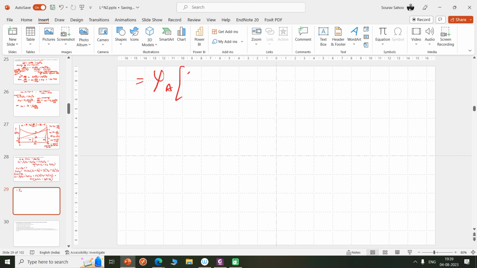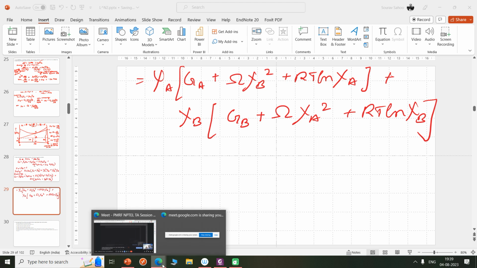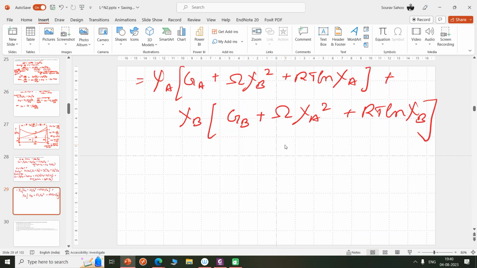What I have inside is Ga plus omega phi B square plus RT ln phi A. You can work it out. Phi B, just take phi B common. We have phi B Gb plus omega phi A square plus RT ln phi B. Okay. So comparing with the equation, we just compare this.